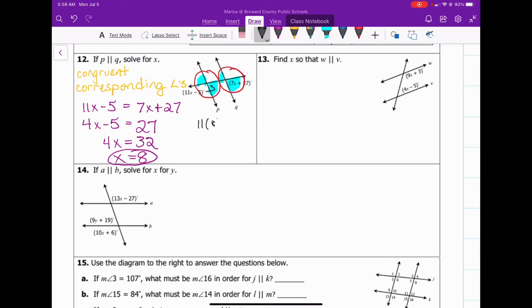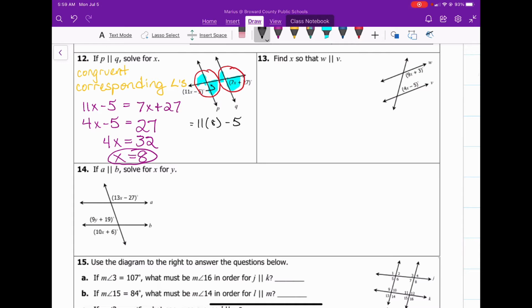11 times 8 minus 5. 11 times 8 is 88, and 88 minus 5 is 83. So if we wanted to know the angle measure of each one of those angles, each one of them would be 83 degrees.